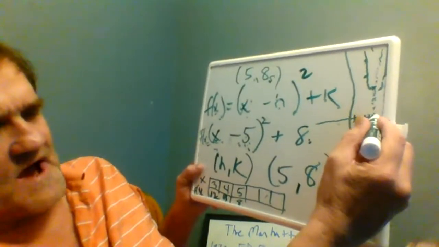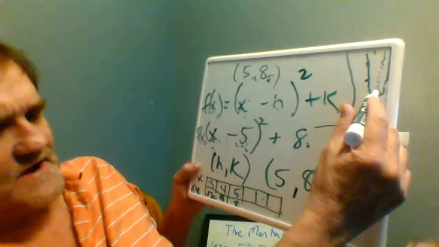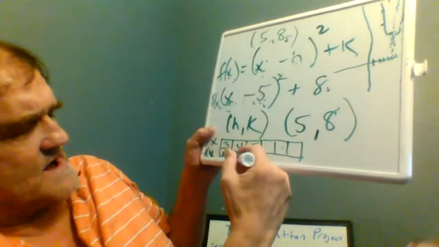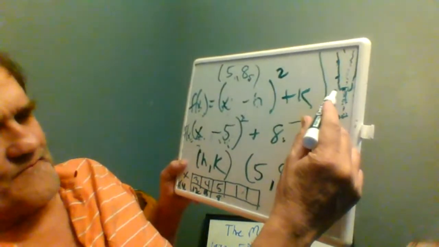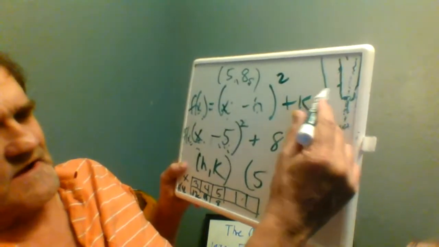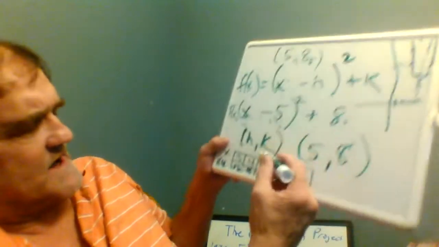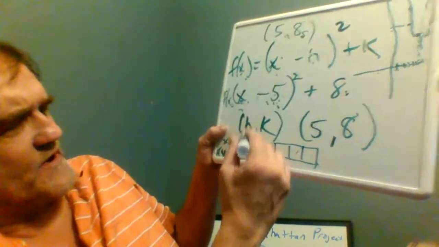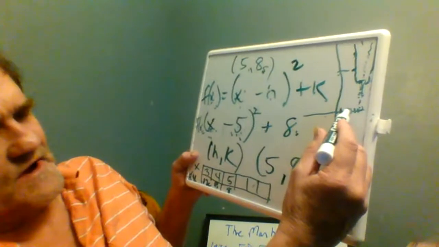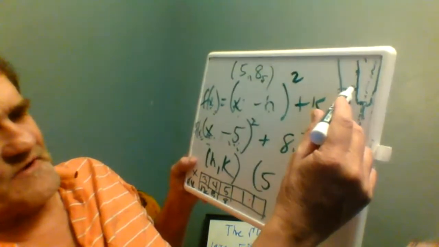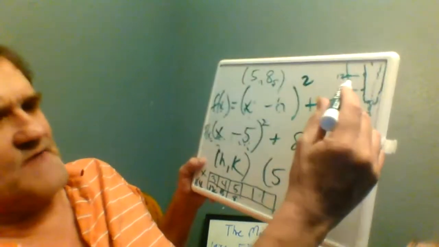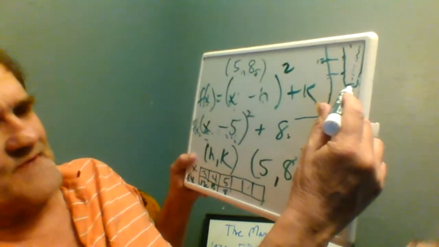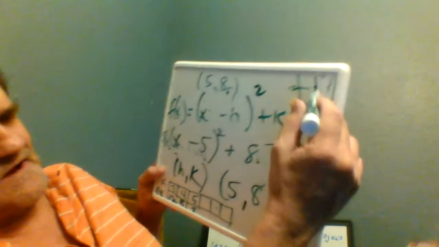So 5 and 8 is right here. 1, 2, 3, 4, 5 across and 1, 2, 3, 4, 5, 6, 7, 8 up. That's 5 and 8. Then 4 and 9: 1, 2, 3, 4 across and up to 9. And then 3 and 12: 1, 2, 3 across and 1 through 12 up. We're calling that 12. And these are the points for the parabola right here, okay?